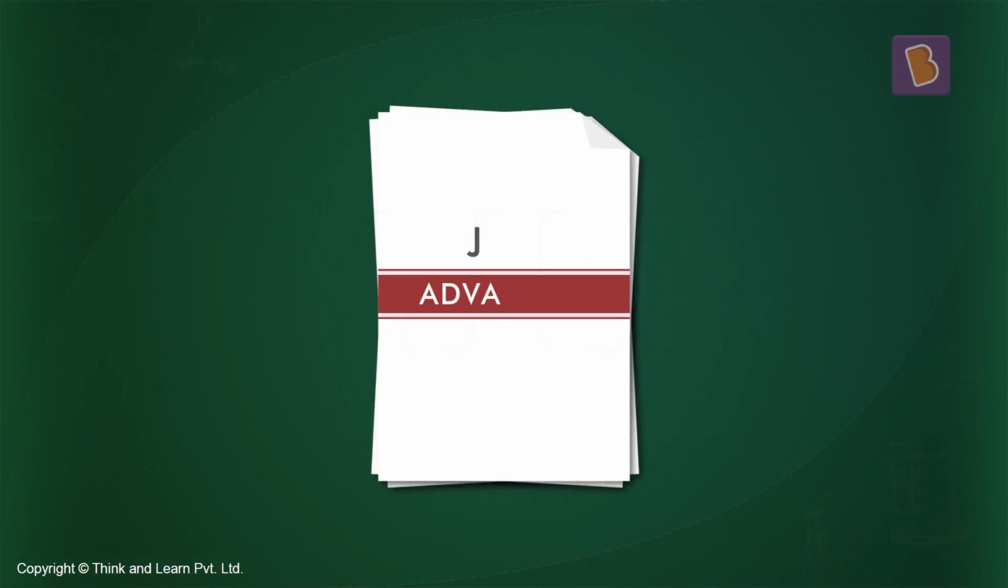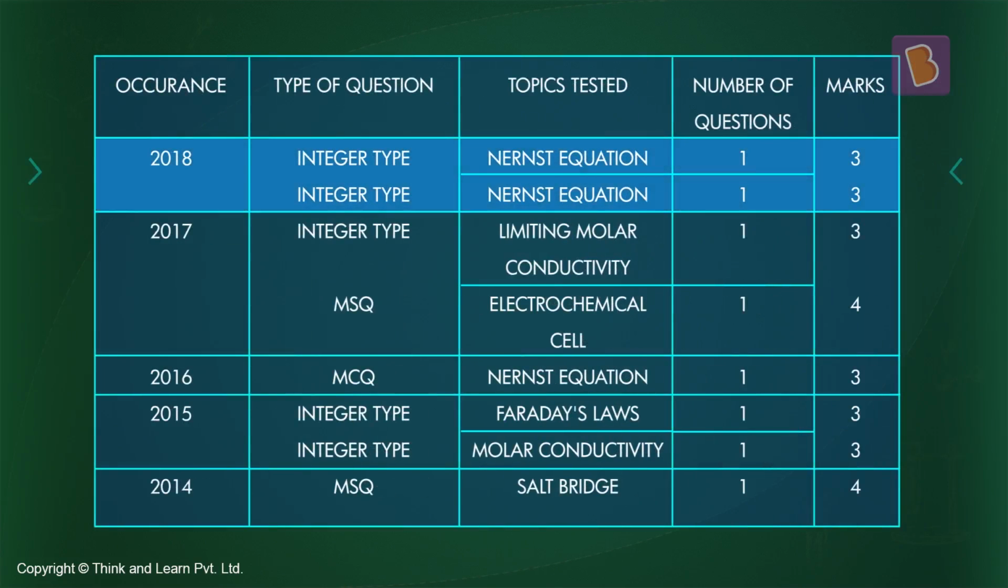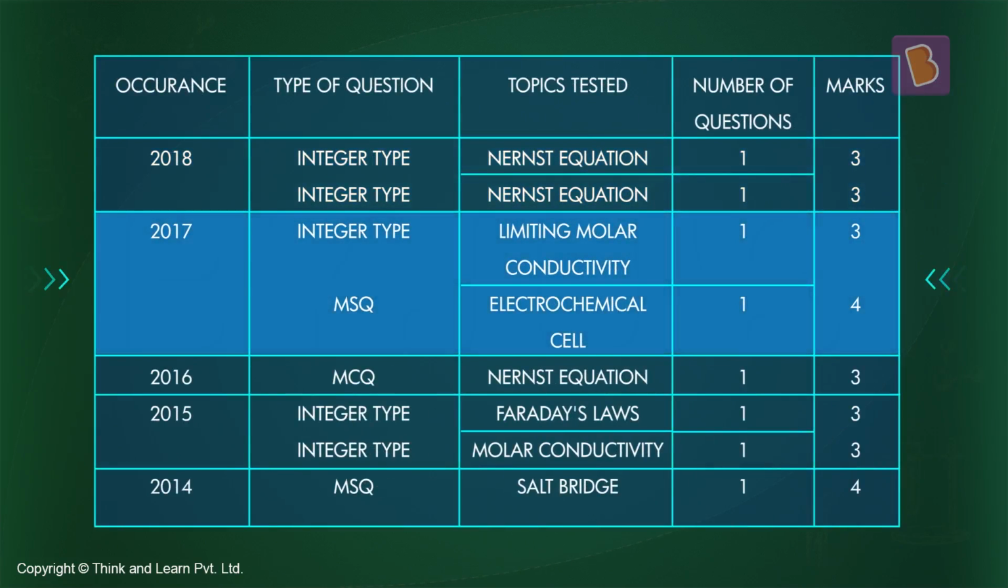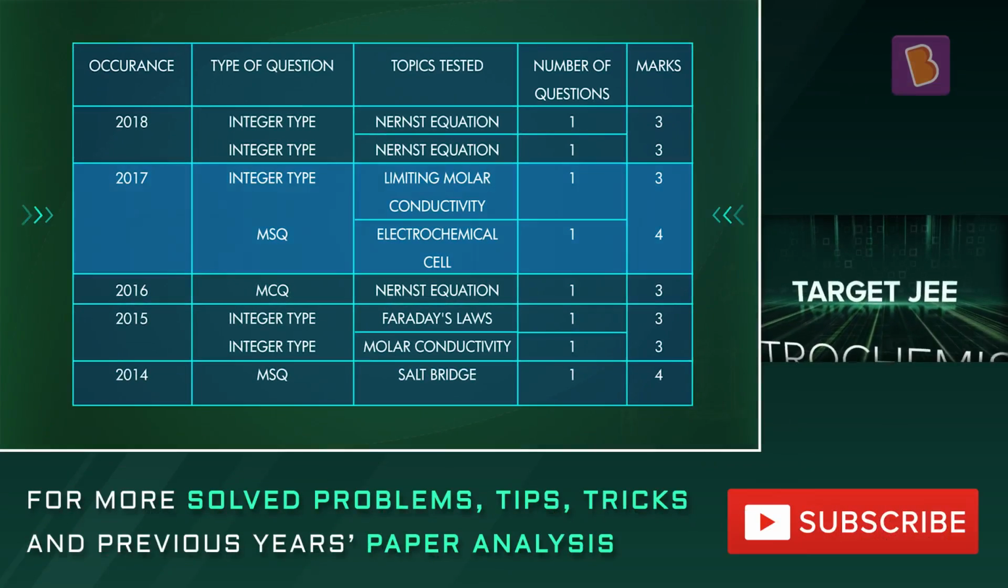So in the JEE Advanced exam, quite a favorite topic. In 2018, there were two integer questions asked, both on the Nernst equation. In 2017, there's one integer and one MSQ, multiple correct answer type question that was tested. The integer type question was on limiting molar conductivity and the MSQ was on electrochemical cells.